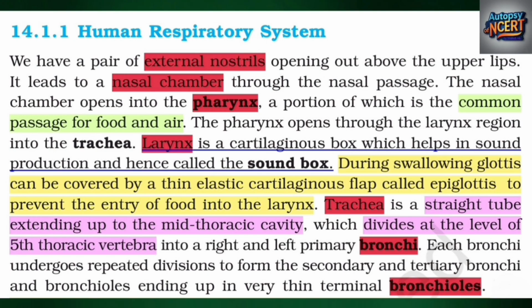During swallowing, glottis can be covered by a thin elastic cartilaginous flap called epiglottis to prevent the entry of food into the larynx. Trachea is a straight tube extending up to the mid-thoracic cavity, which divides at the level of fifth thoracic vertebra into a right and left primary bronchi. Each bronchus undergoes repeated divisions to form the secondary and tertiary bronchi and bronchioles, ending up in very thin terminal bronchioles.